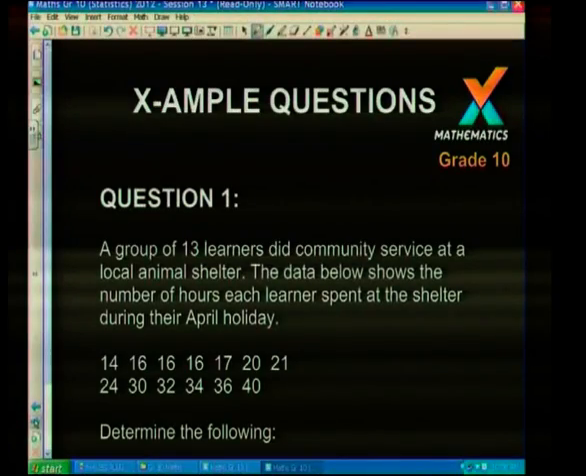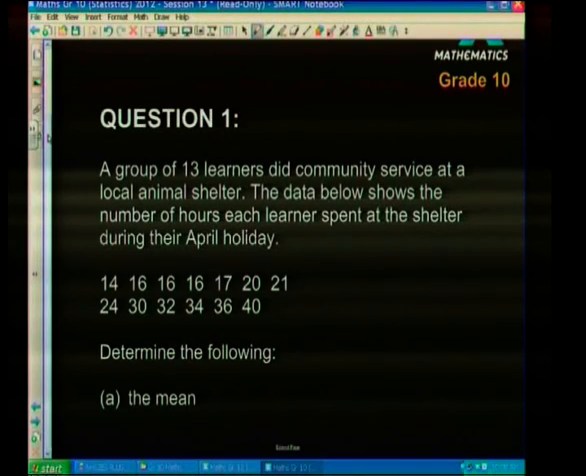So let's have a look quickly at an example. The question says a group of 13 learners did community service at a local animal shelter. The data below shows the number of hours each learner spent at the shelter during the April holiday. And the first question is to calculate the mean. Right, so I'm now going to calculate the mean number of hours that these learners spent at the animal shelter.